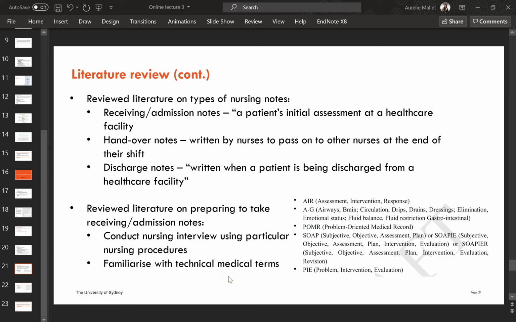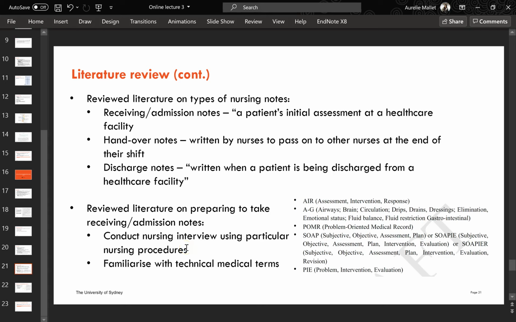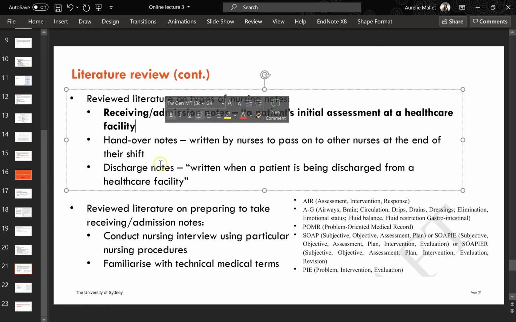So again, just like the previous workbook, they had to do a lot of literature review to write this workbook. So we looked at the types of nursing notes. We looked at the purpose of nursing notes, importance of nursing notes. Now, what about the types of nursing notes? The students identified 3 types of nursing notes: receiving admission notes, which is what the workbook is about, handover notes, and discharge notes.